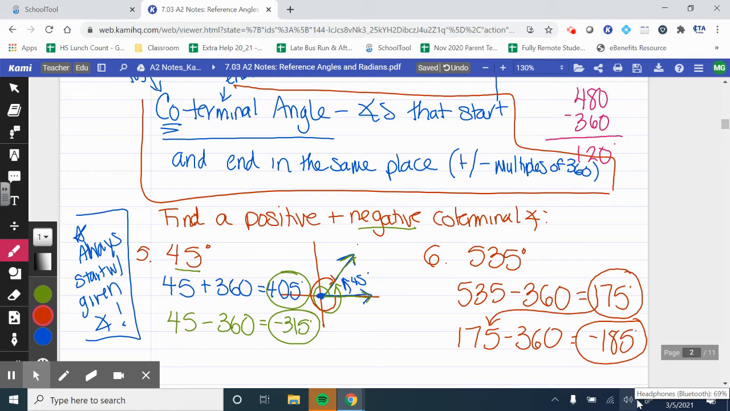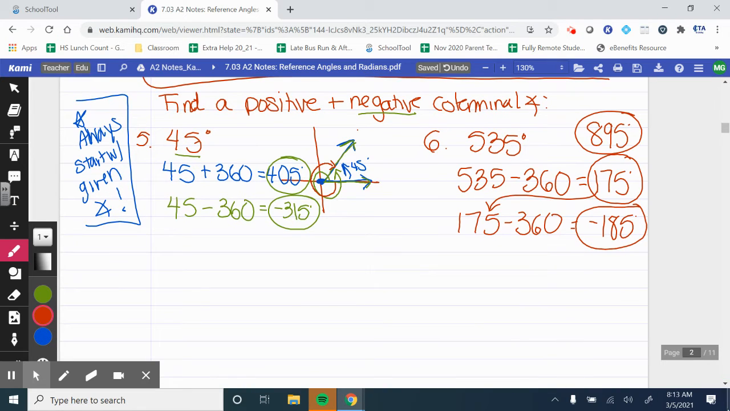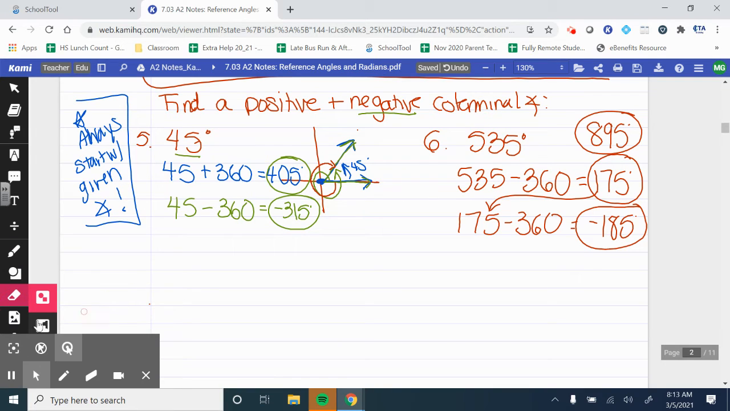If you had started by doing 535 plus 360, that would also work. So 895 would be another coterminal angle. The idea here is you can continue to add and subtract 360 as many times as you'd like. You're going to end up with all coterminal angles, and there is an infinite number of them. Sometimes they put this on multiple choice, and you need to figure out how you have to just keep adding or subtracting 360 until you get to one of their choices.